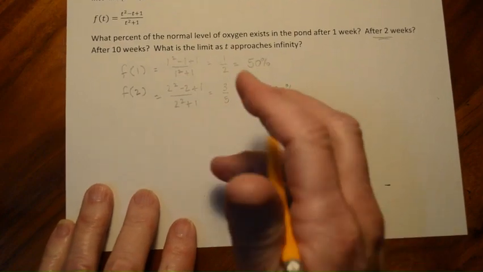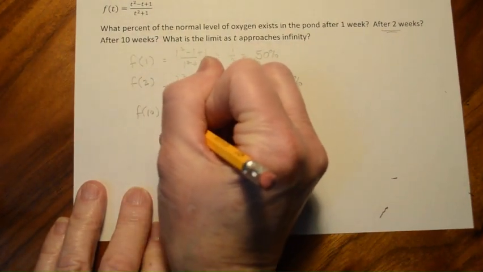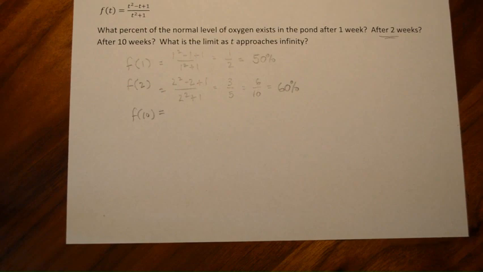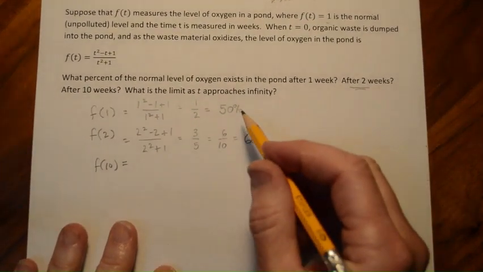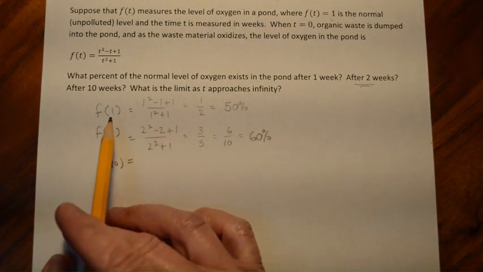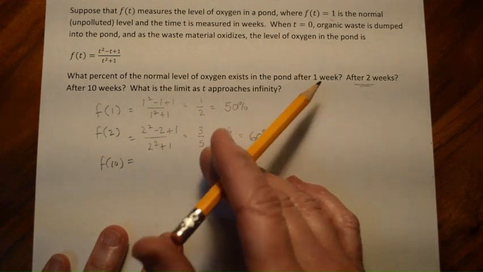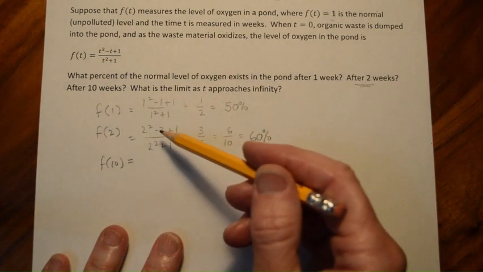So we're back at 60%. At 10 weeks, we will put... Okay, my SD card just got full, so let me just repeat this because I'm not sure if it cut this off. To find out what percent of the normal oxygen level exists in the pond after 1 week, we're going to do f of 1.